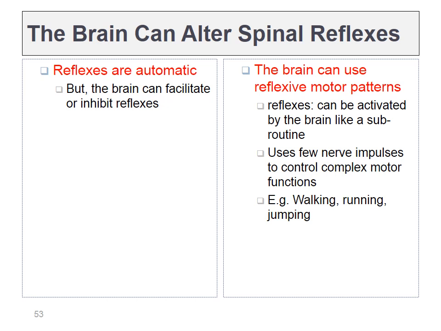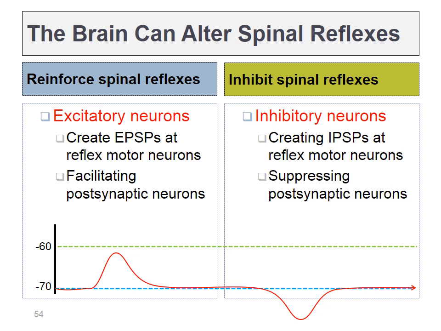Reflexes can be changed by the brain. We can turn them up or down. They do occur automatically, but that doesn't mean they can't be manipulated. The brain can sometimes use these reflexes kind of like subroutines. The brain may want to walk, and that involves maintaining balance. But rather than think about balance, we can rely on the stretch reflexes to do that for us. The brain can reinforce or inhibit reflexes.